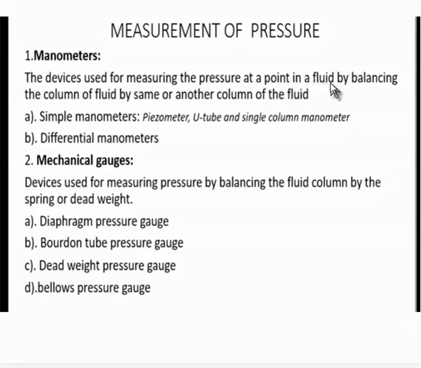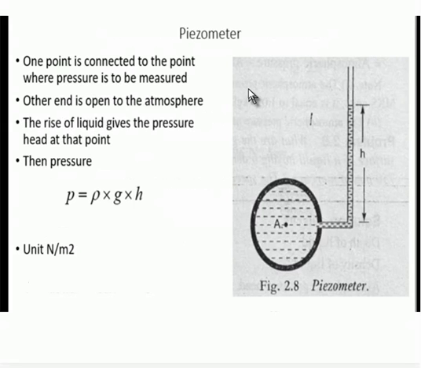So in this we are having some fluid. In that fluid we need to find out the pressure at a particular point. So how to find that pressure at a point in a fluid? By balancing the column of a fluid by the same or another column of the fluid. So that we have to see here next.